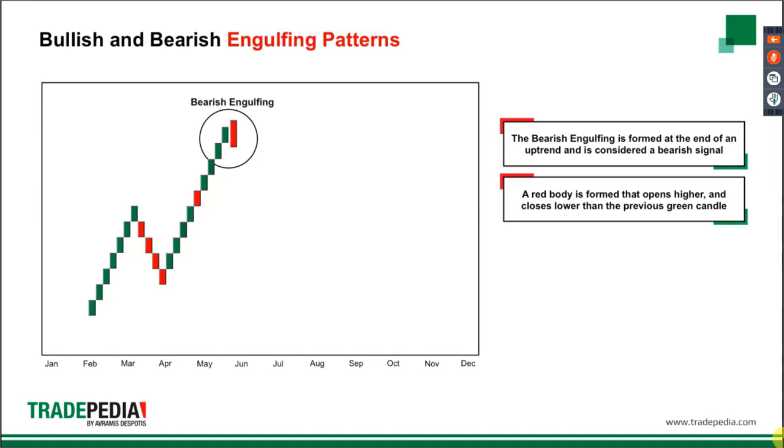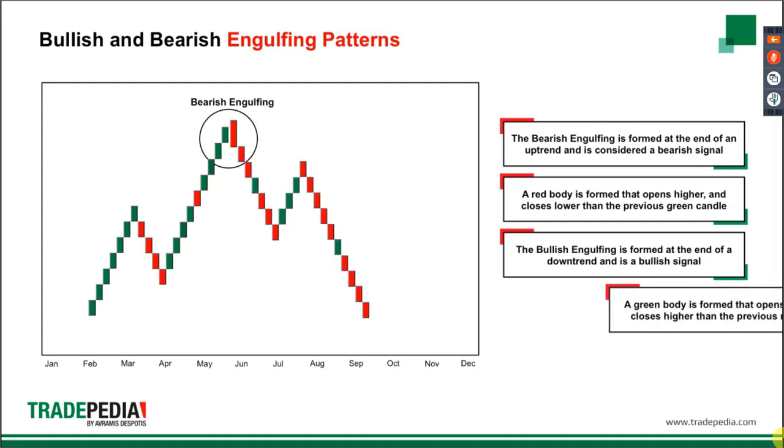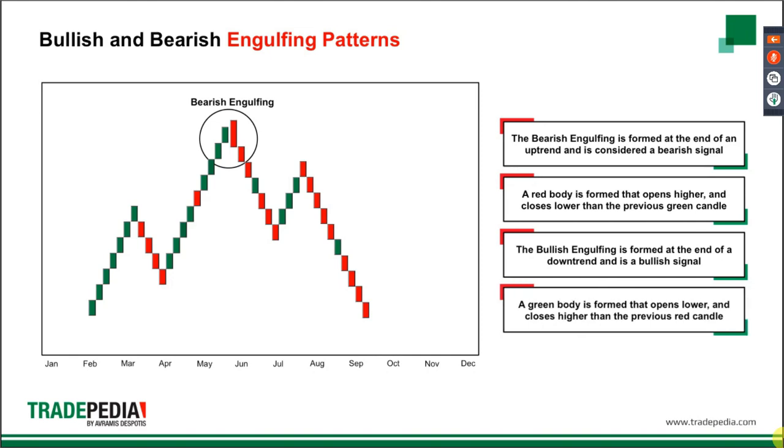You also have a bullish engulfing candle. For the bullish engulfing candle, it's the other way around. Bullish engulfing candles are usually formed at the bottom of a downtrend, and they are a bullish signal. For example here. It's a bullish signal where the green body opens lower and closes higher than the previous red candle.